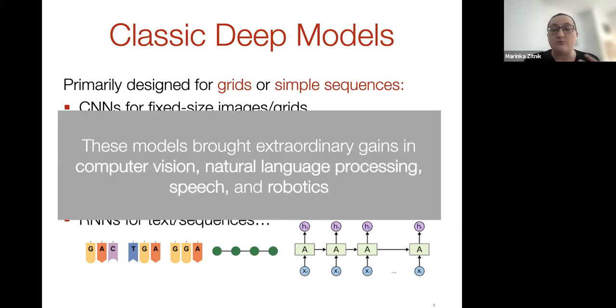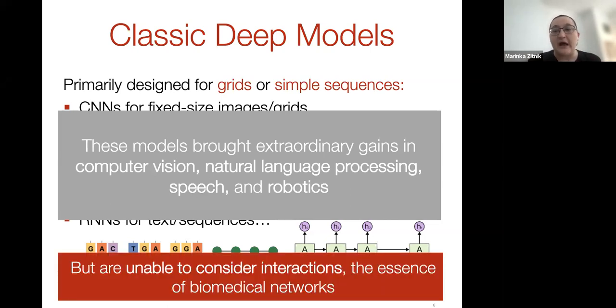So we have seen that these models have brought extraordinary gains in a variety of fields, including computer vision, natural language processing, speech, and robotics, but they are really unable to consider interactions, the essence of biomedical networks, because networks or graphs that we see in the real world don't look like grids. They don't look like simple sequences. They have much more complex, richer topology. And so one cannot simply apply classic deep models to graphs, not only because they have richer topology, but also because certain kinds of invariances that can be leveraged in images and sequences are simply not valid in the context of graphs.